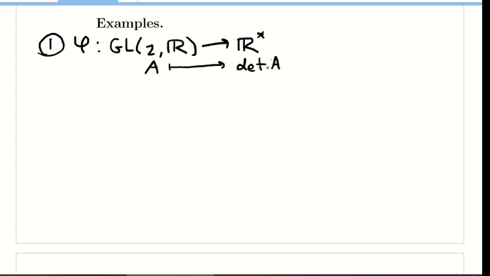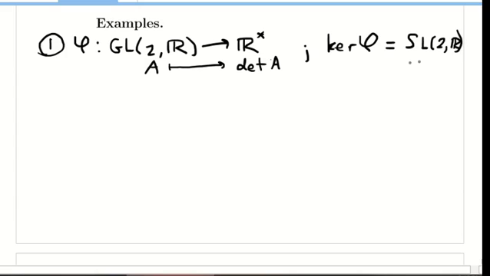We know the determinant is multiplicative, right? So it's definitely a homomorphism, right? The determinant of A times B is the determinant of A times the determinant of B. So what's the kernel here? Well, these are all the 2x2 matrices with entries in R that have determinant equal to 1, right? The special linear group. That would be an example of a homomorphism and its kernel.